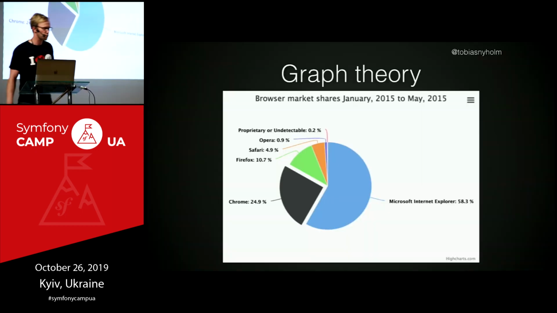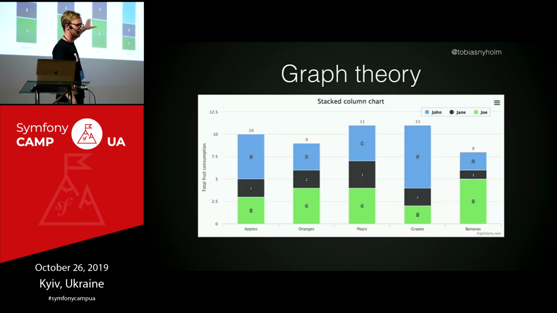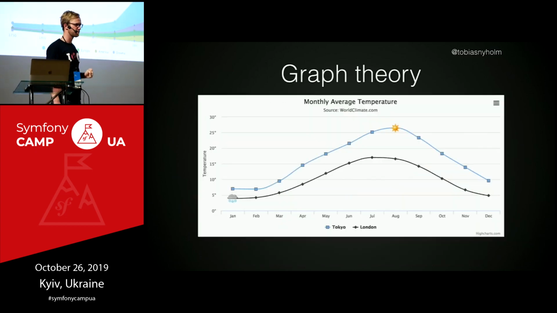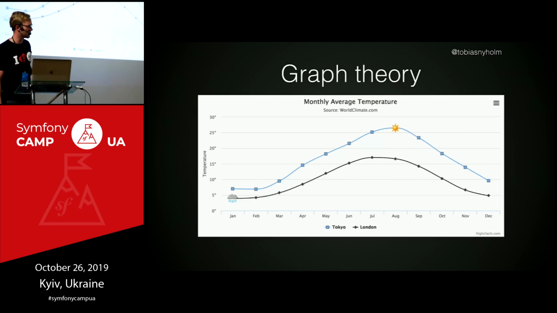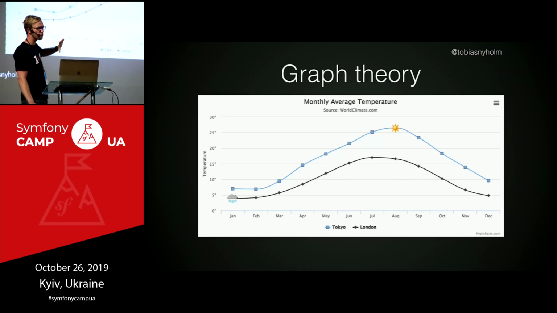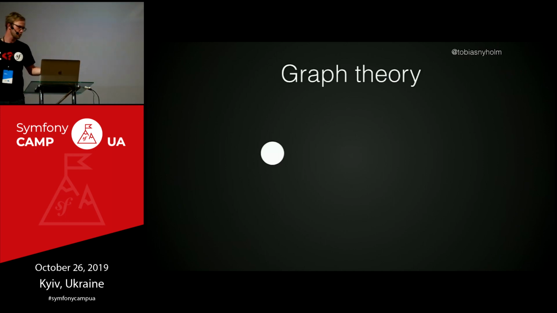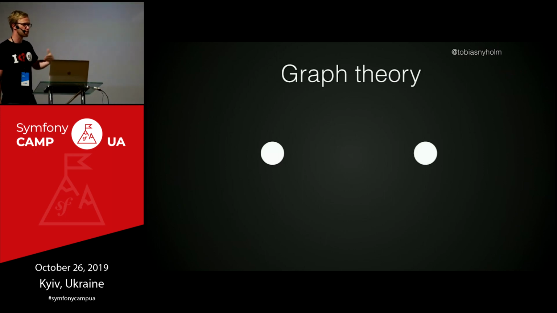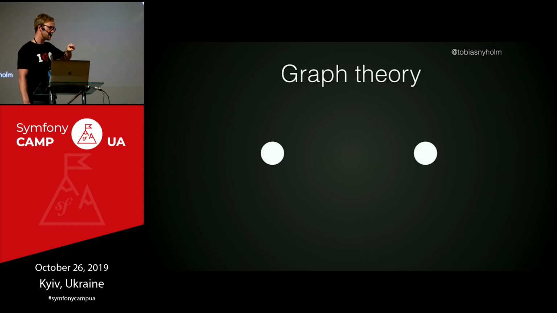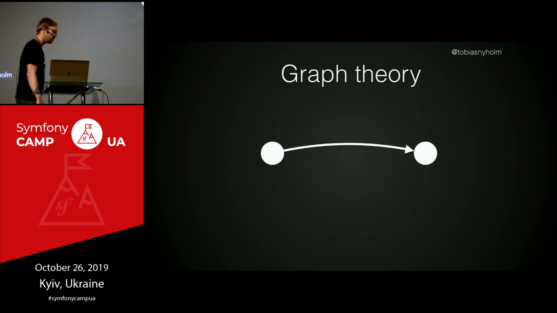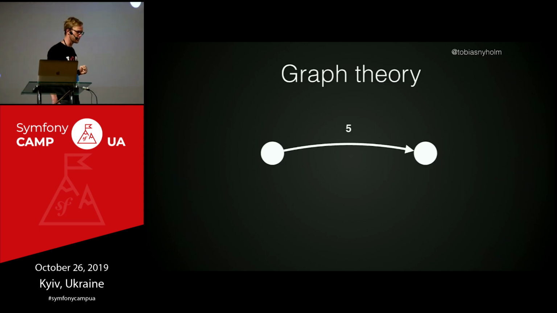The first thing you need to know about graph theory is that these are not graphs. These are charts, these are diagrams, these are pictures, you can call it whatever you like, these are not graphs. A graph has a node. A more interesting graph has more nodes. Nodes can be connected by an edge. An edge is either undirected or directed, and an edge can also have a weight.